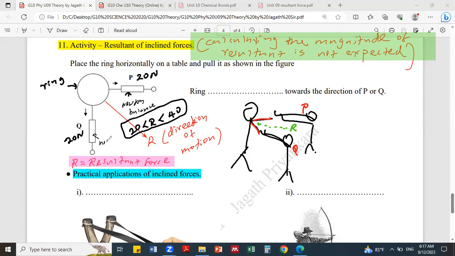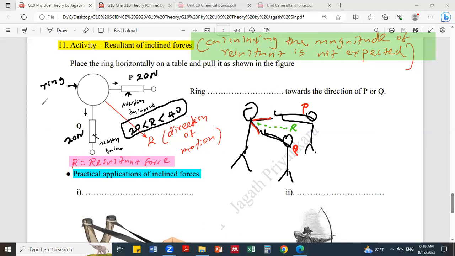So this is also a Newton balance. This side also, imagine this is around a 90 degrees angle, and you pull from both the ends. But the ring will not move towards P or Q. The ring is moving in a direction in between P and Q. That direction of the movement of the ring is considered as the direction of the resultant force. Therefore, the ring is moving towards the resultant force.